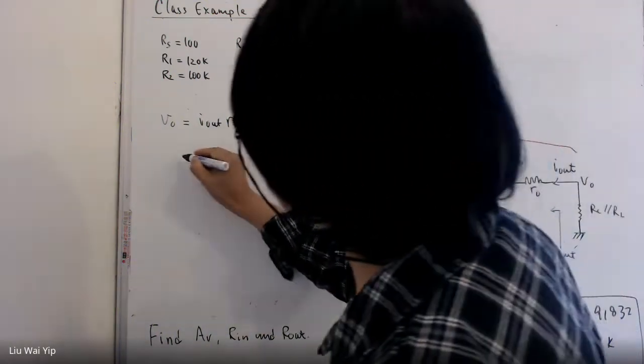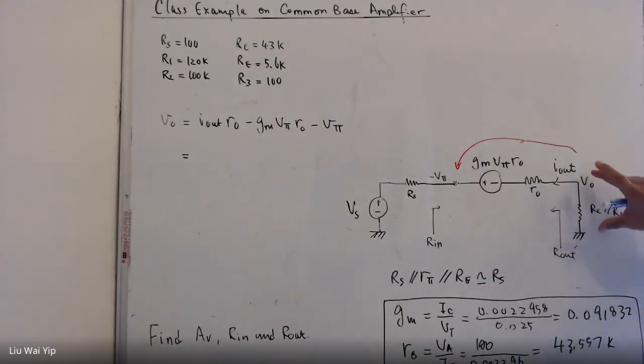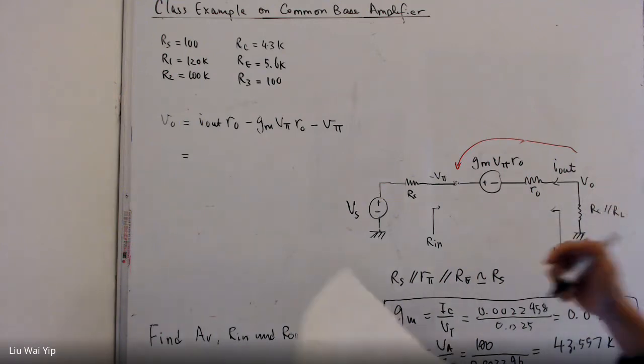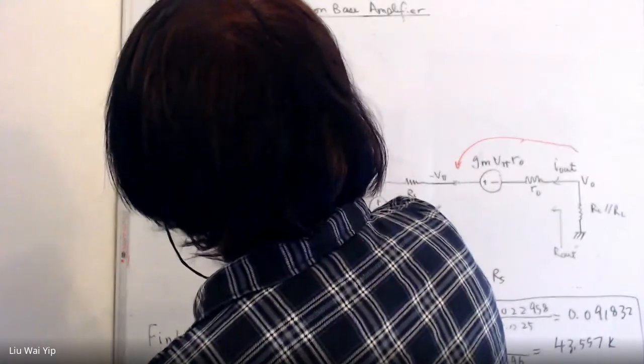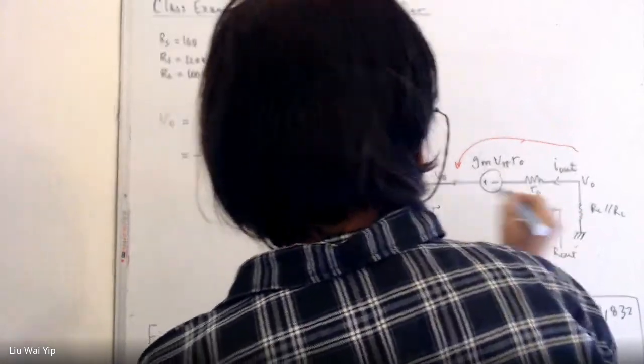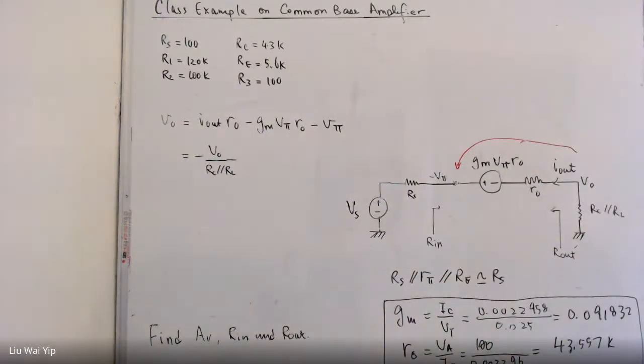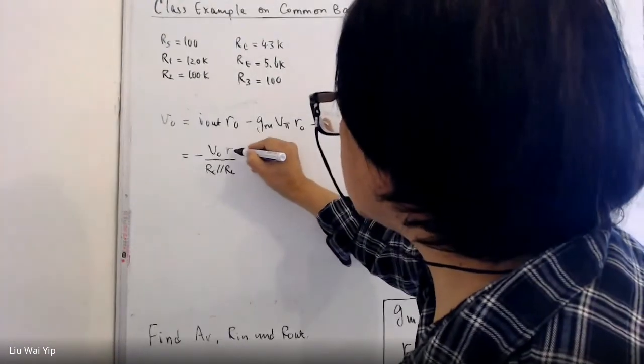According to here, the output current, we just look at this little segment here. The output current can be calculated by the voltage and the resistance here. So all we need is to use Ohm's law: VO divided by this resistance. Remember, it is negative. So VO divided by RC, RL.